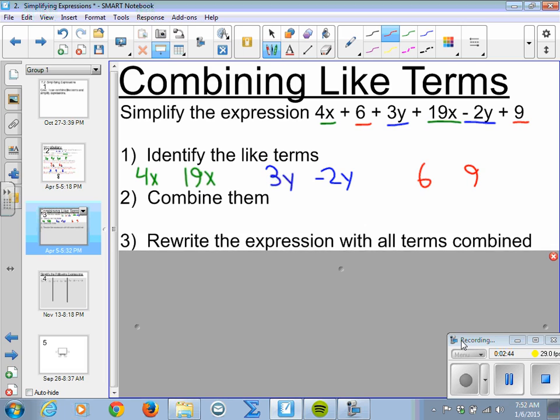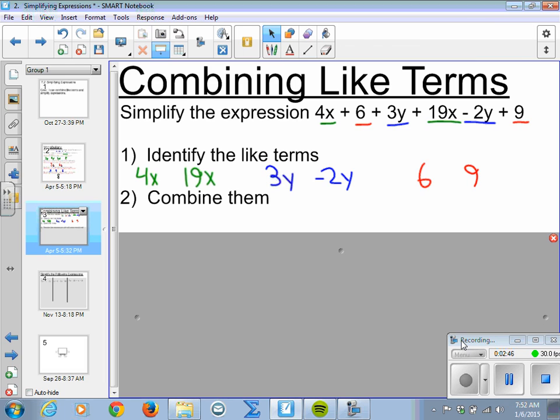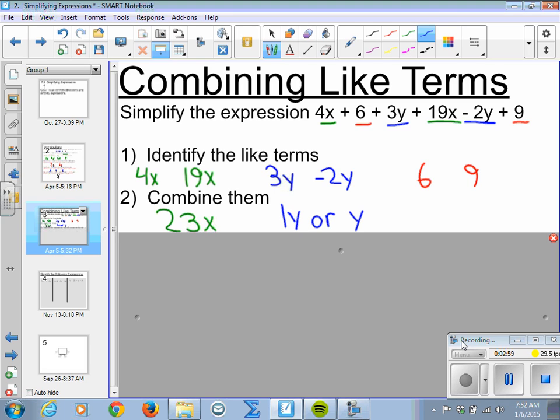Go ahead and combine them. The 4x and 19x combine to make 23x. 3y and negative 2y combine to make 1y, or just the letter y. No need for the 1 there. I won't mark it wrong either way you put it. And then 6 and 9 combine to make 15.